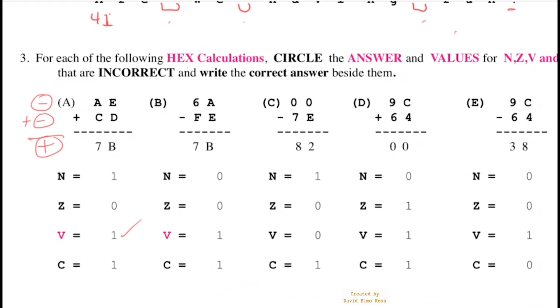Now we remember that this answer here is wrong. So this is 6C, right? So we're going to circle this anyway. But this is a positive, subtract a negative. So it's a positive, subtract a negative, same thing as a positive plus the opposite negative, which is positive. And we got a positive, so V should be 0, shouldn't it?